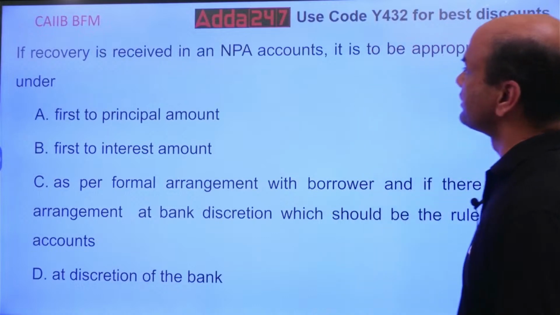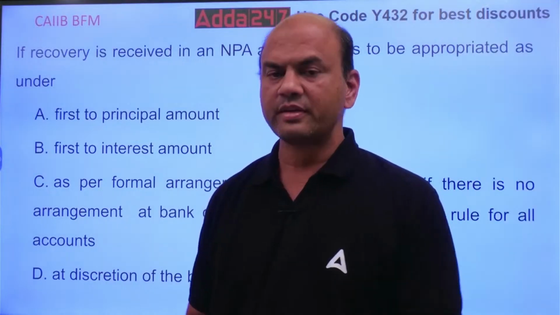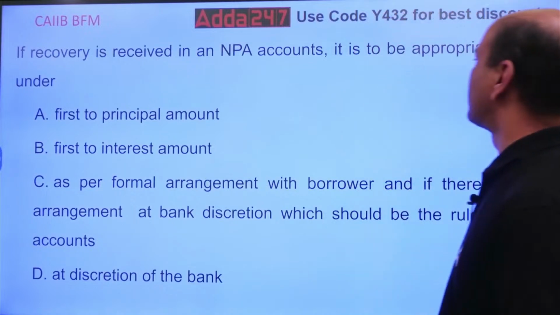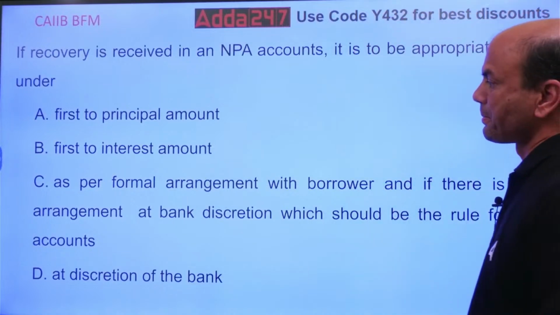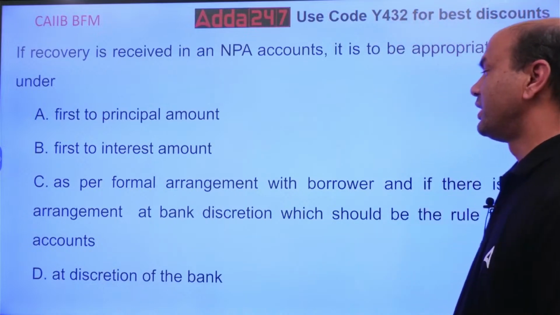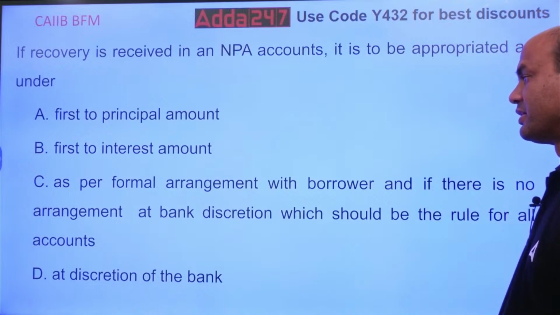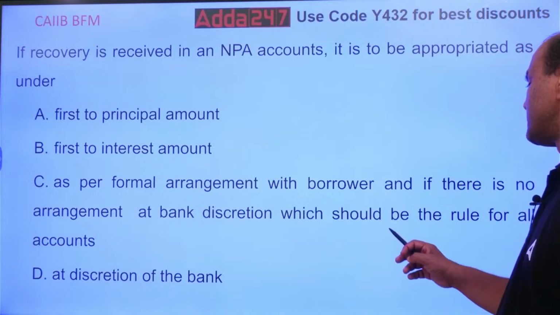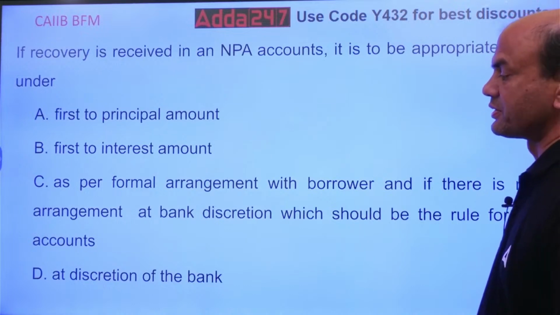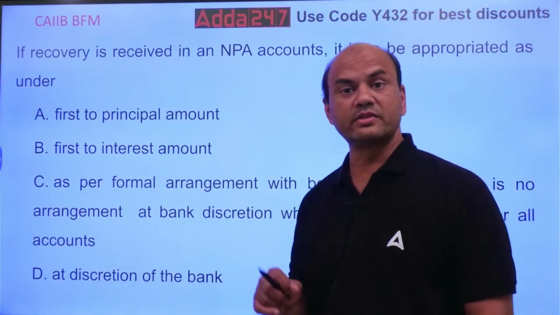If recovery is received in an NPA account, it is to be appropriated as under. First to the principal amount, first to the interest amount, as per the formal agreement with the borrower, and if there is no arrangement, at the bank's discretion, which should be the rule for all the accounts. So now kindly note this.